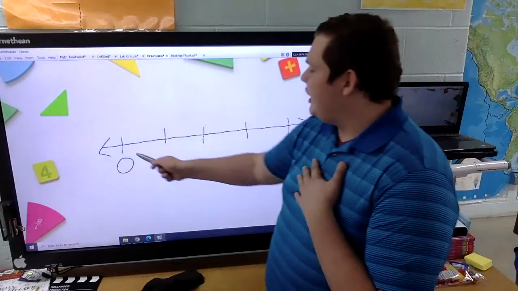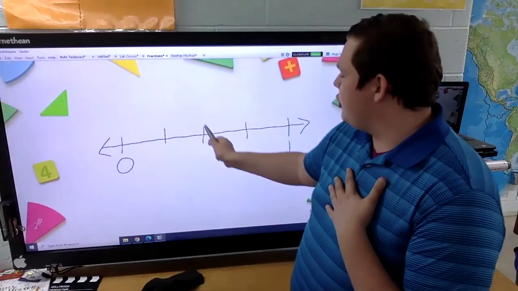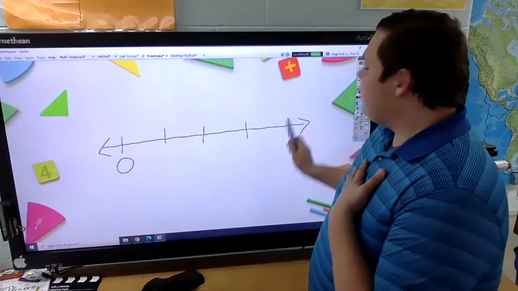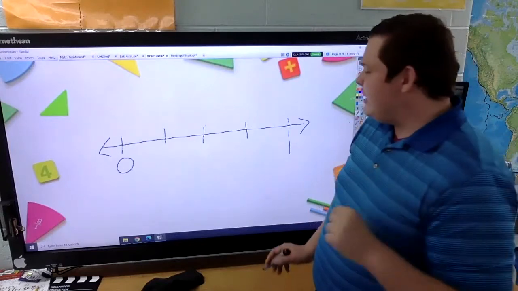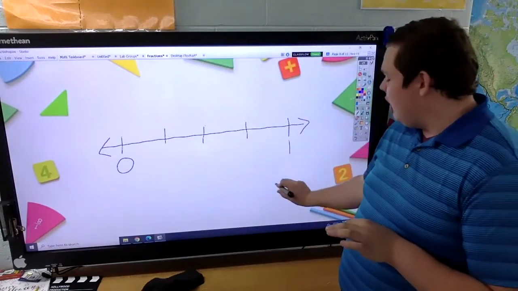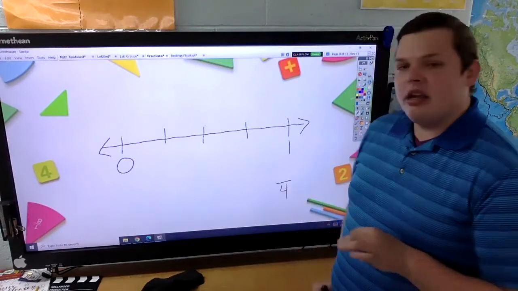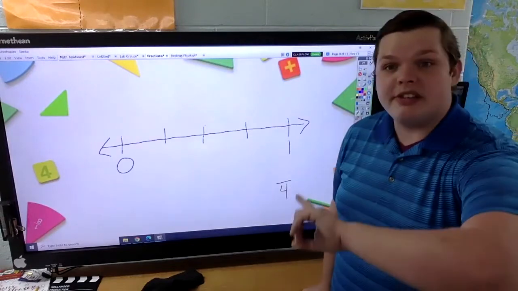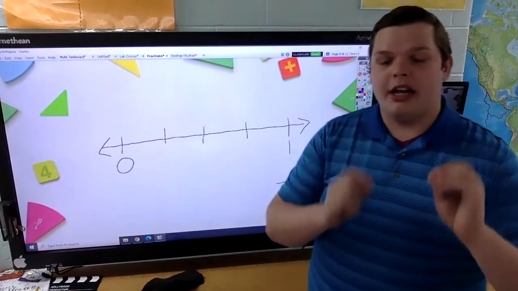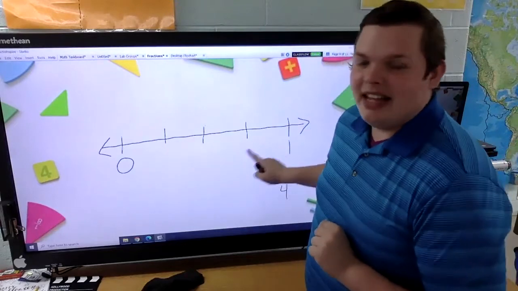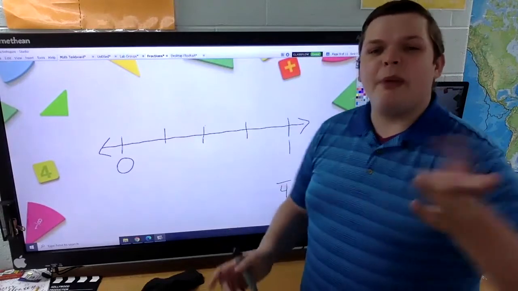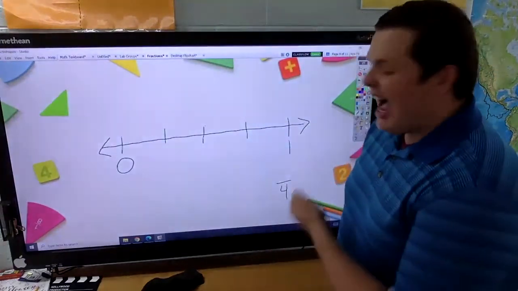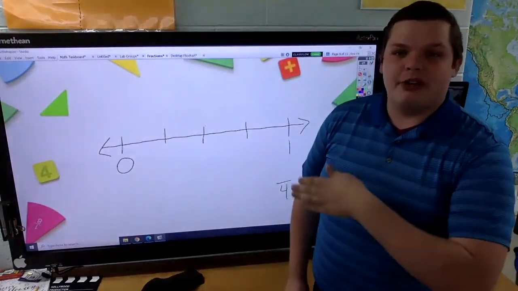But there are 1, 2, 3, 4 equal spaces before we get to the number 1. That means our denominator for all of these tick marks is 4. 4 spaces in between 0 and 1. Don't count the ticks. Count how many spaces there are. 1, 2, 3, 4. How many spaces you have to jump, okay? I have to jump 4 spaces to get from 0 to 1.